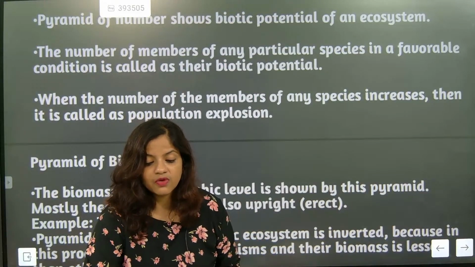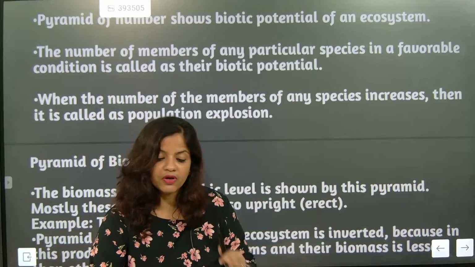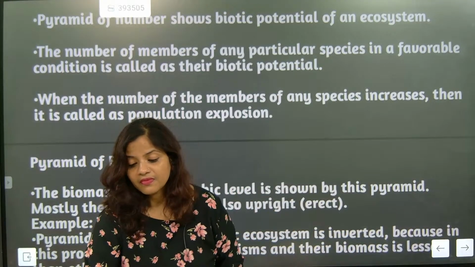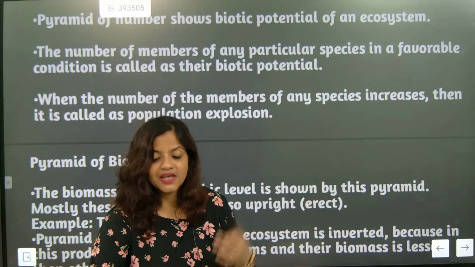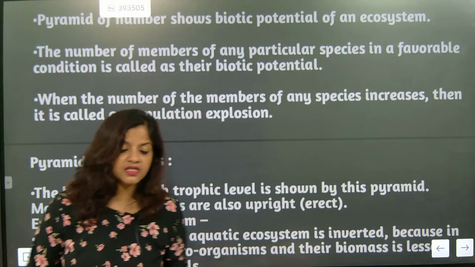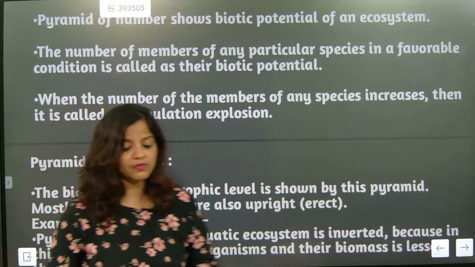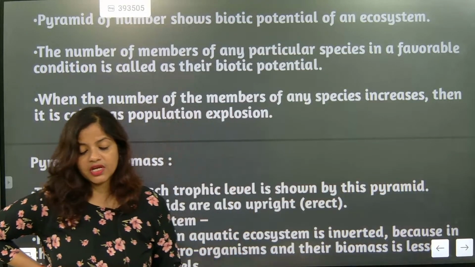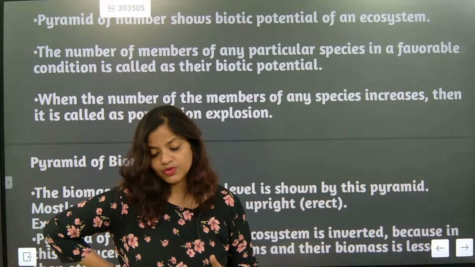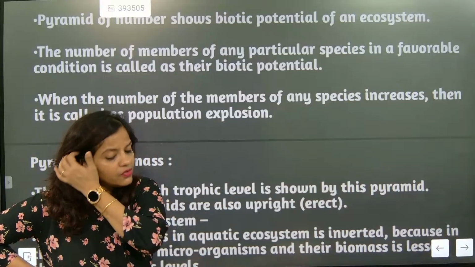This is considered as what, beta? Population explosion. Why, beta? The population of peacocks is now exploding. Yes, very good. The members of the species are increased. So it is called biotic potential. This is the most important thing. Absolutely correct, because biotic potential and population explosion are intertwined. If somebody asks you, you can give this answer.